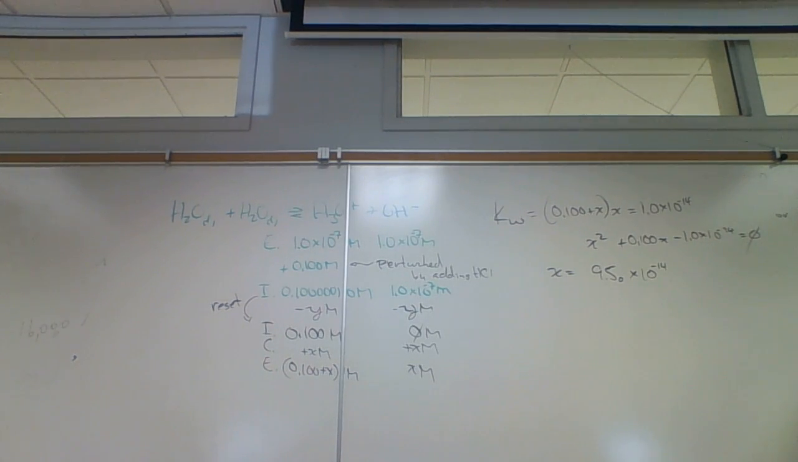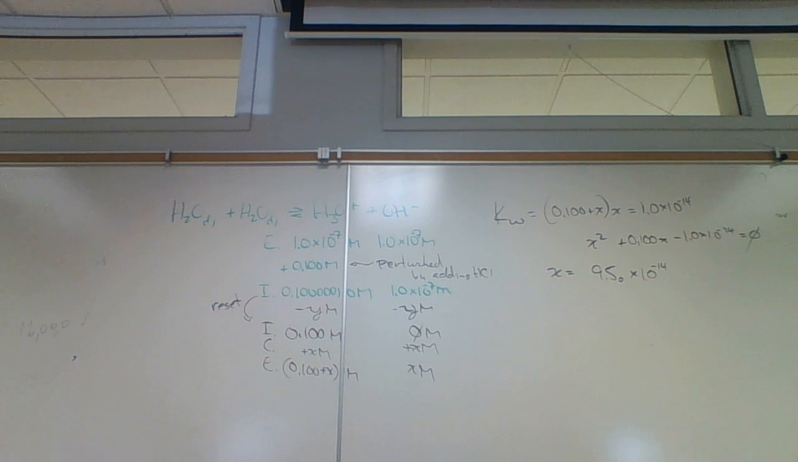If we use the simplifying assumption, then KW is equal to 0.100 plus X times X. And if we apply the simplifying assumption, we'd say that 0.100 plus X is about equal to 0.100. Adding one drop to this is not going to do anything. And then solve for X. If we solve for X, then X comes out to 1.